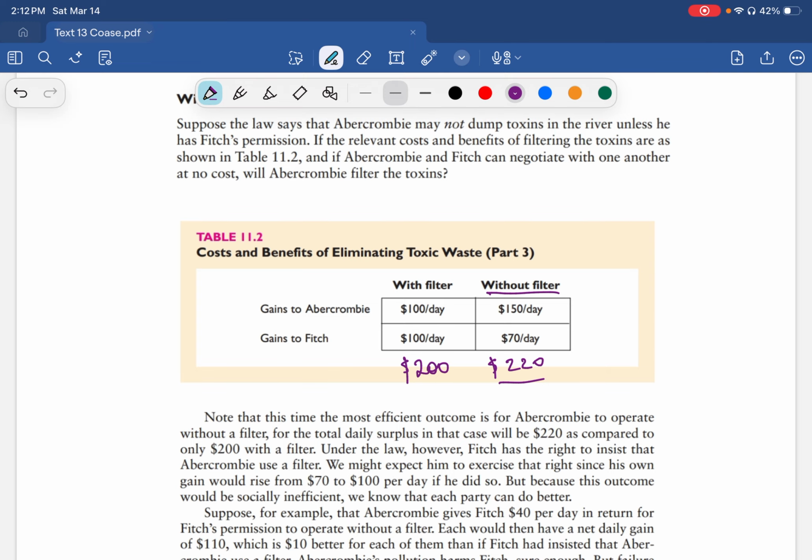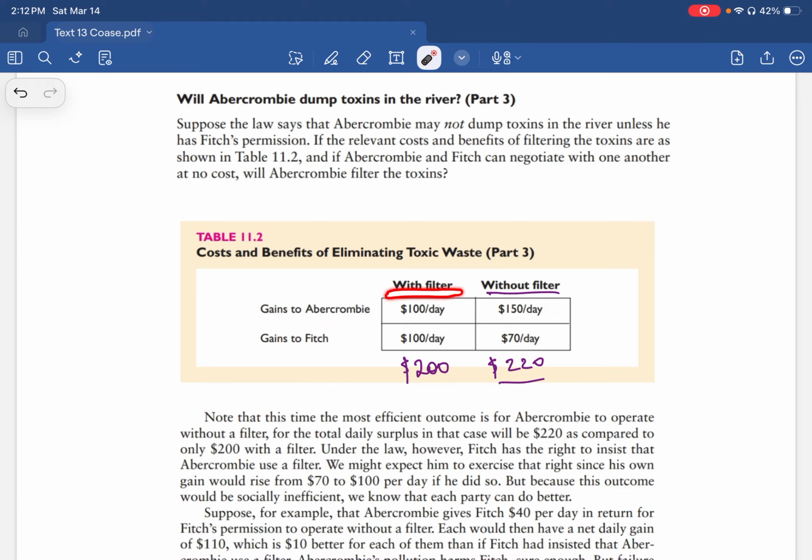And what we're going to see here is that if Fitch is pretty much acting on his own, without Abercrombie doing something to change things, then Fitch would obviously go to this solution. So if he chooses what technology is being used in the area, then of course he will go to filter. He will insist on companies using filters in his areas because he will be earning 100. And if companies do not use filters, then he will only get 70. But given the numbers, it's not efficient.